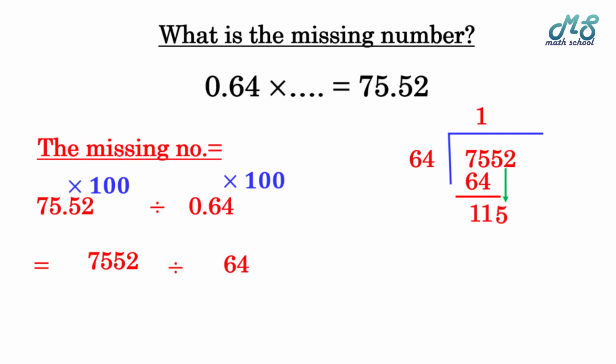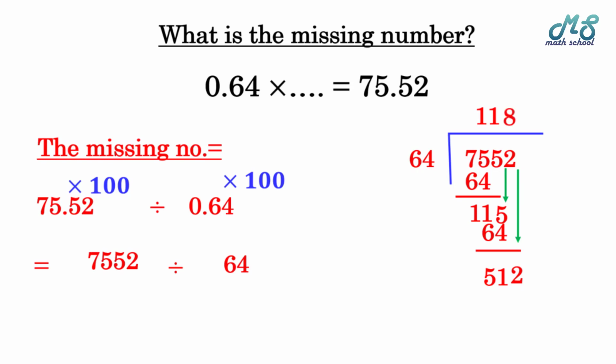It will be 115 divided by 64. You can try 1. 1 times 64 equals 64. Now subtract, we will get 51. Don't forget, guys, to bring down the last digit, which is 2. It will be 512 divided by 64.